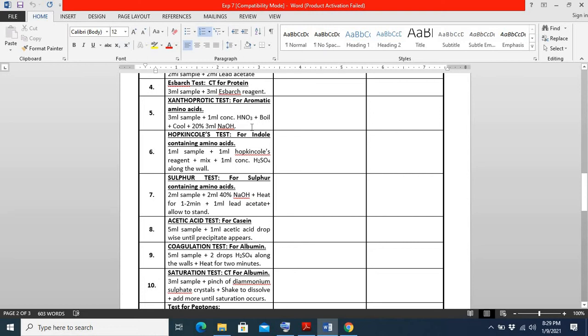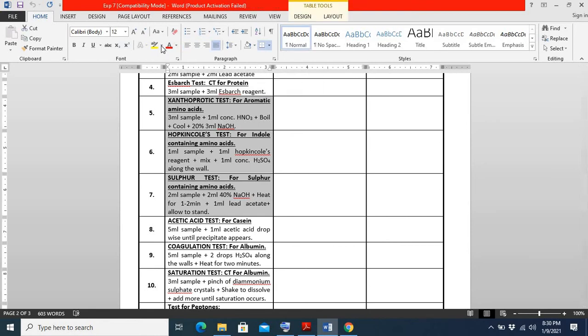This is the indication that it is actually protein present in the unknown sample. After the confirmation of the presence of protein in the unknown sample, we will find out what type of amino acid the protein is made up of. Either the protein contains aromatic amino acid, or indole amino acid, or sulfur containing amino acid. This will be our next goal.